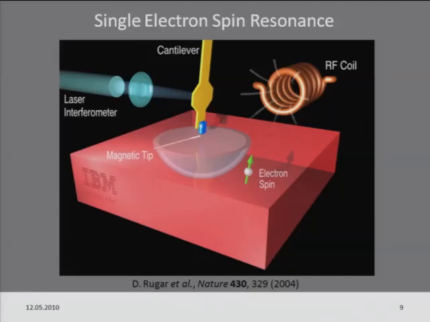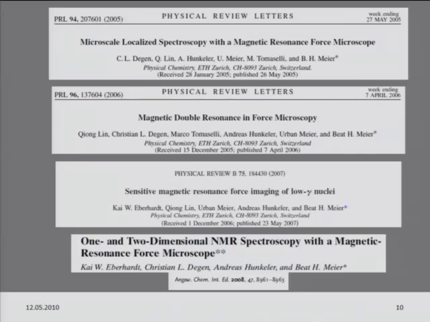So what I've talked about until now was all involving electron spins. Of course, what would really be nice is to detect nuclear spins, but that turns out to be about 1,000 times harder because the moment of the nuclear spin is about 1,000 times smaller than the electron magnetic moment. But nevertheless, people have been working on that as well.